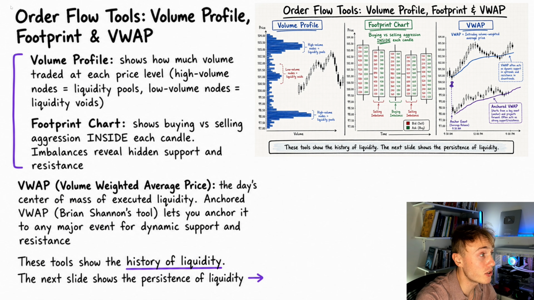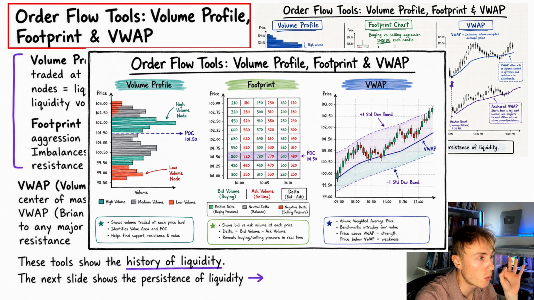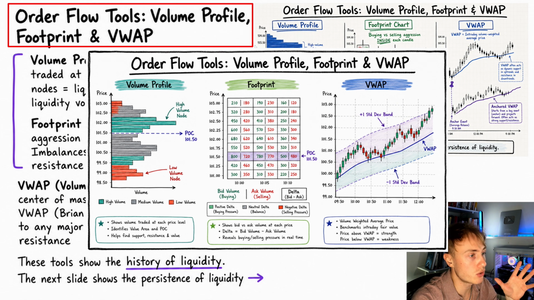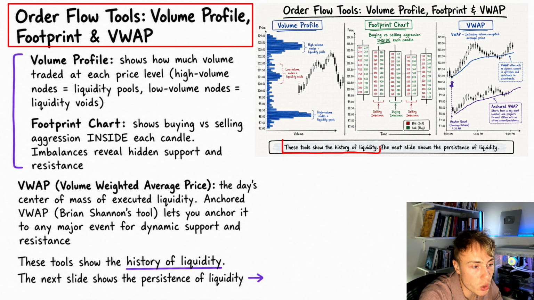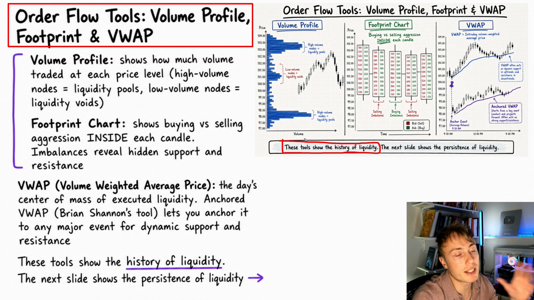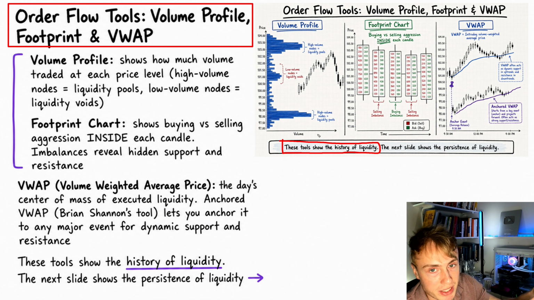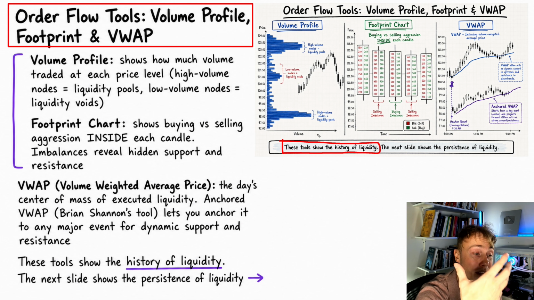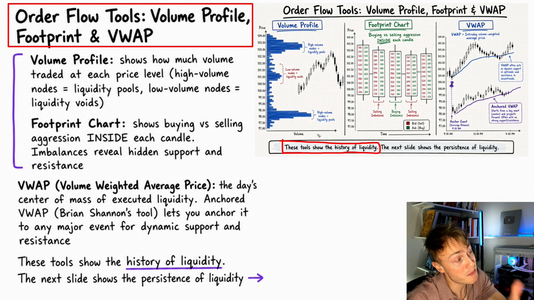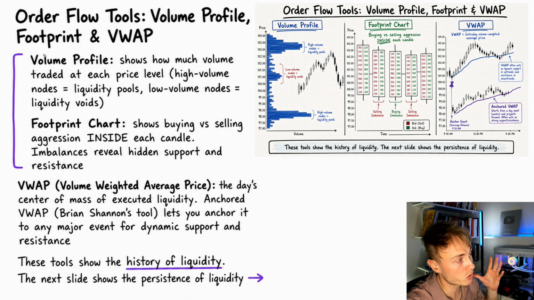So now it's time to take a look at something known as order flow and order flow tools. The best way to think about order flow, in my opinion, is that, as you can see, these tools show you the history of liquidity. So where have things gotten traded over time? This can give us very important clues to understand where things will get traded in the future, and as a result, hopefully make more money. So let's just quickly go over three order flow tools.